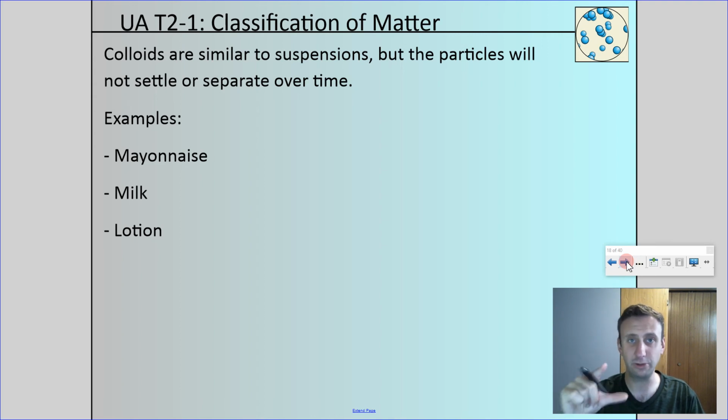You guys should look really closely at milk. It's interesting because if you look really closely at milk, you can actually see the little fat globules in there, right? So yeah, it's actually a heterogeneous mixture. Even though you might think it's homogeneous, it's heterogeneous because you actually can see some separate particles or parts.